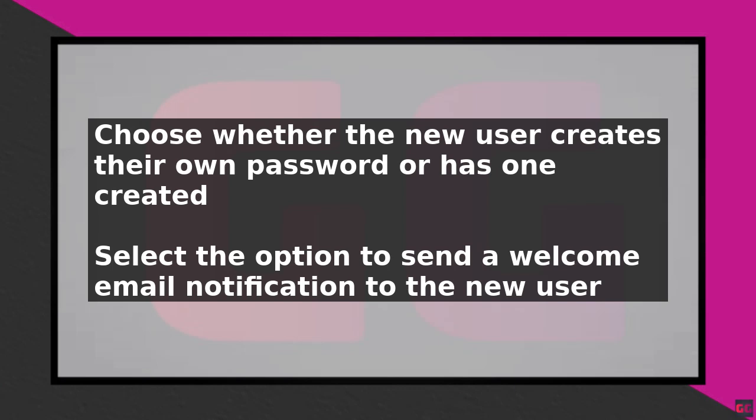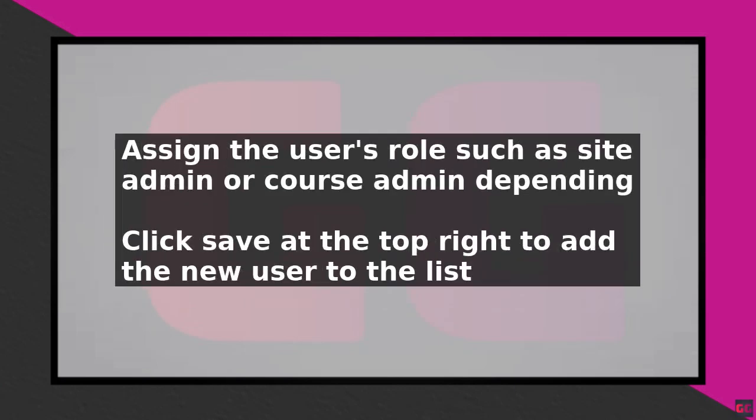The next step is to assign the user's role, such as site admin if the upgraded plan is available, or course admin for those with a standard plan. Other options may also be available, depending on the plan. After filling out the necessary information, click Save at the top right.